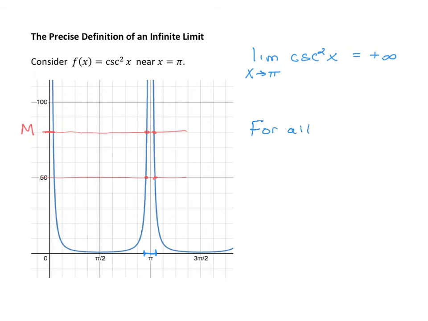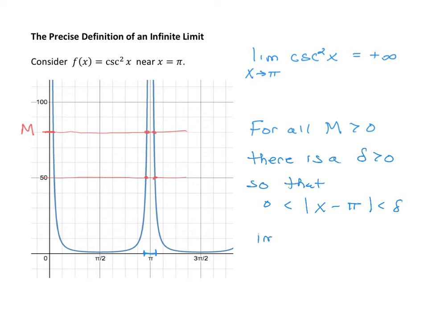For all capital M greater than 0. That means you first choose your number on the y-axis. There is a delta greater than 0, so that 0 less than the absolute value of x minus pi less than delta implies that the function f of x is bigger than or equal to M.